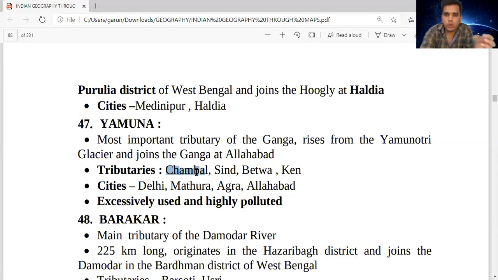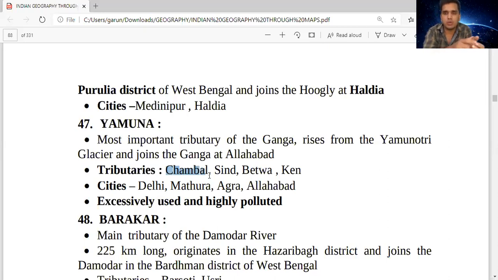So what we see is that when the Chambal river gets added to the Yamuna river water, then by looking at the junction point, with Ganga on one side and Yamuna on the other, Ganga is more polluted at Allahabad as compared to Yamuna, only because before joining Ganga, Chambal gets combined with the Yamuna.